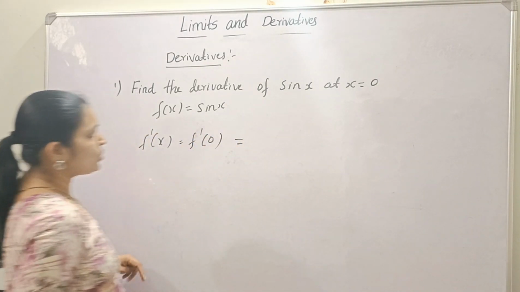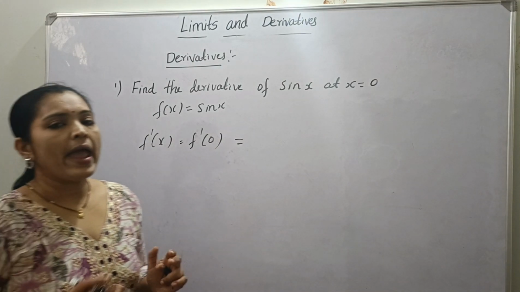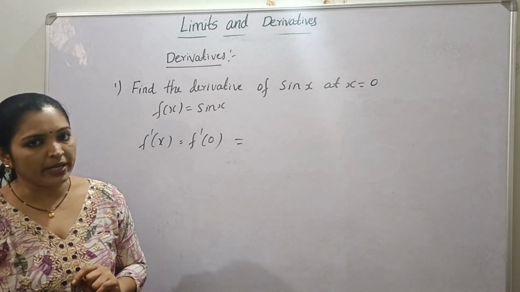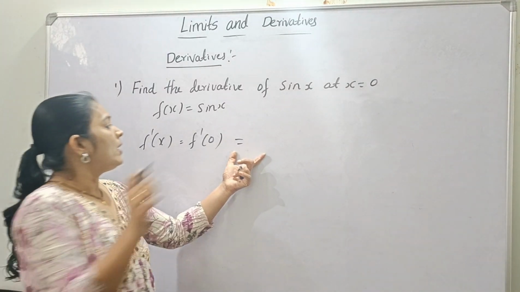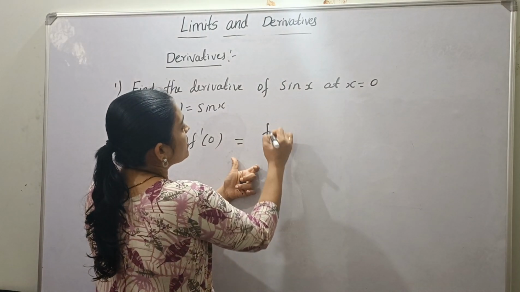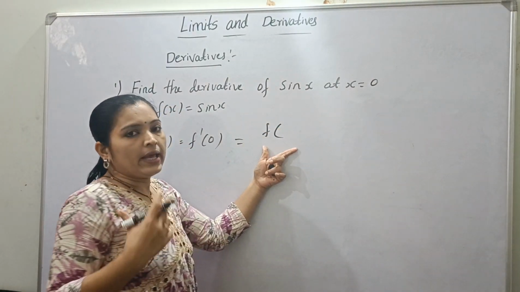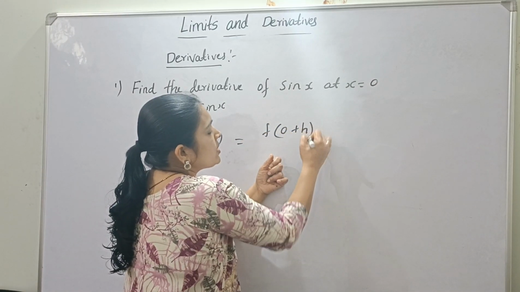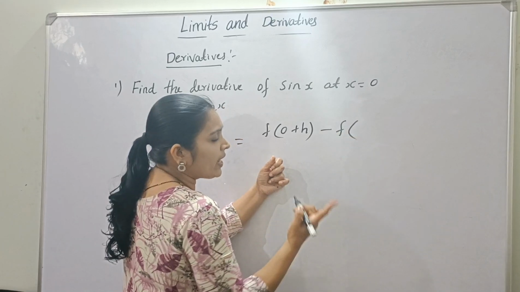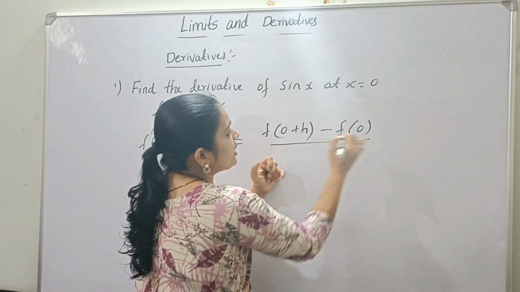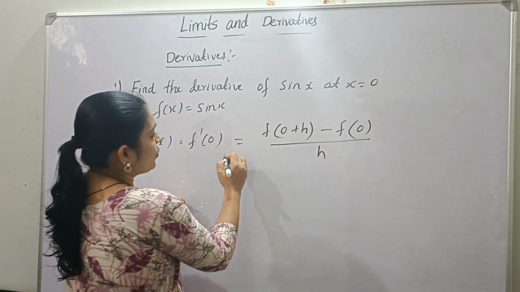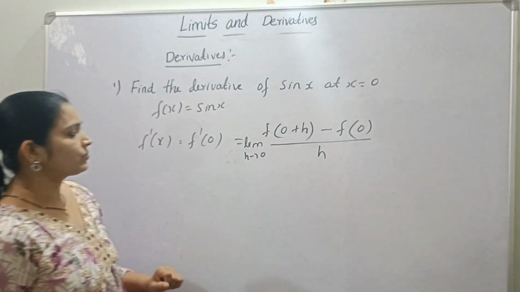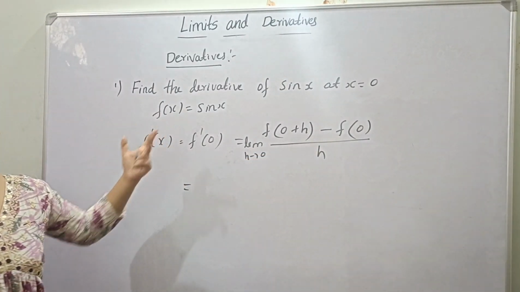What is our formula? Limit h tends to 0, f of a plus h minus f of a divided by h. Here a is 0, that point is 0. So 0 plus h, minus f of 0, divided by h. Don't forget to write the limit, limit h tends to 0.